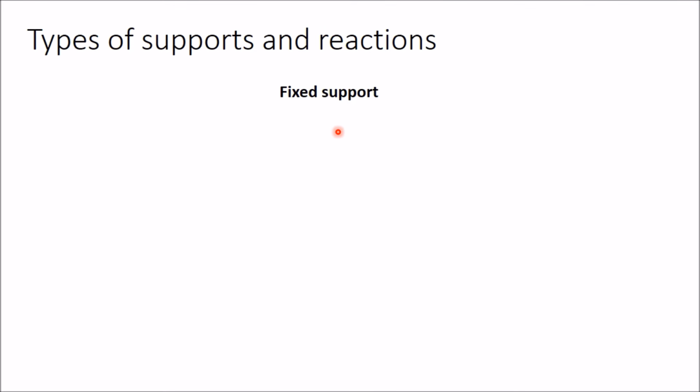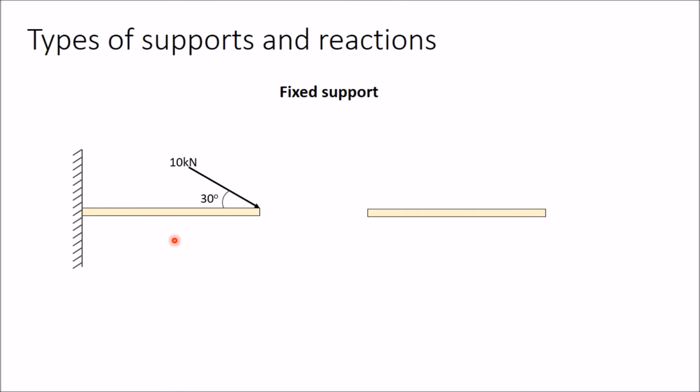Now the next support is a fixed support. This support does not allow any linear motion as well as any rotational motion. Therefore, to draw the free body diagram of this beam, you have to draw this beam first and apply external forces. Now in place of this support you have to show three reactions: two forces which are perpendicular to each other like this, and one moment because it is not allowing any rotational motion. So there will be three reactions, two forces and one moment.